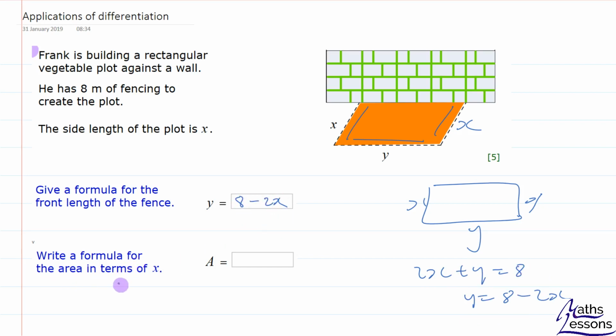Write down a formula for the area in terms of x. We know the y value here equals 8 minus 2x, so we multiply that by the width, which is just x. You can write it as x times (8 minus 2x), or as 8x minus 2x squared. Bear in mind, we're going to differentiate this because we want to find a maximum. We can find maximums when the derivative is equal to 0. If you wanted to find the minimum area, again, you can find it when the derivative is equal to 0.